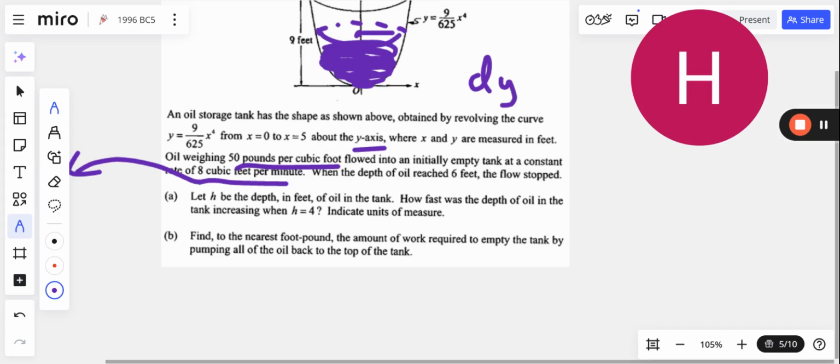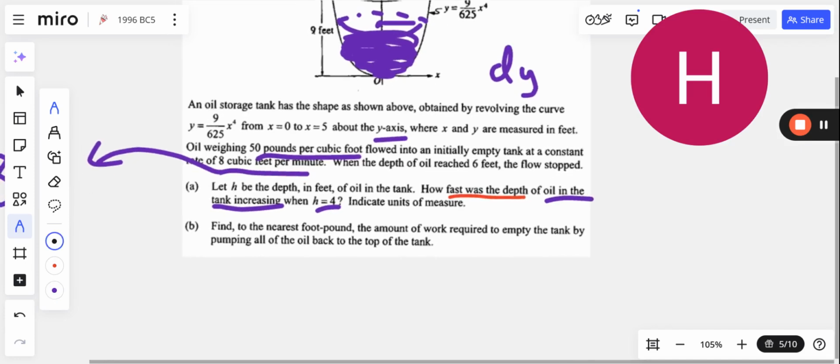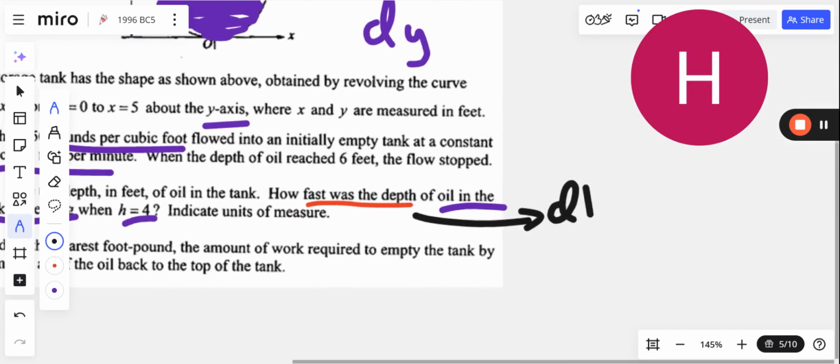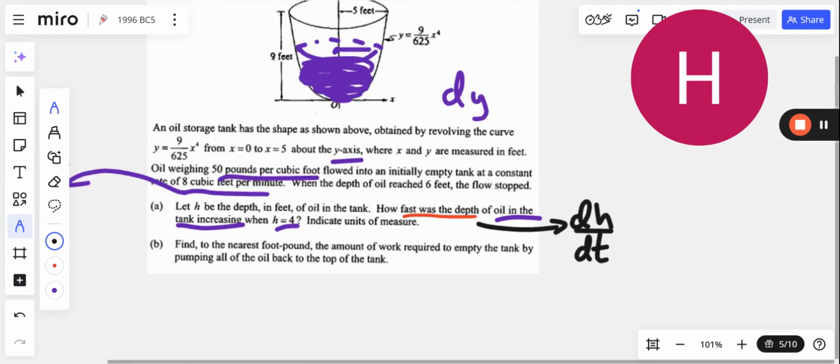Okay, let H be the depth in feet of oil in the tank. How fast was the depth of the oil increasing when H equals 4? So they want to know dH dt. Gotta try to find dH dt. How fast is this oil increasing? Well, let's take a look.